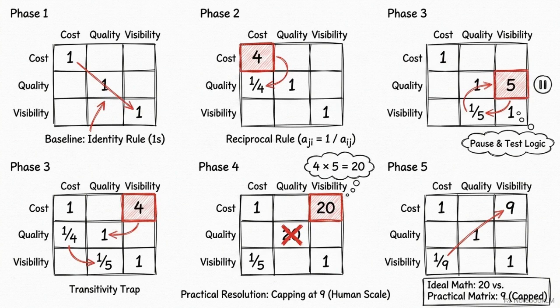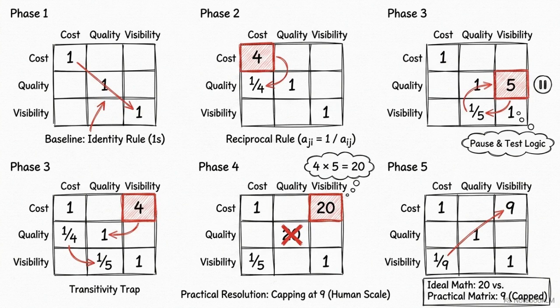This brings us to a strict mathematical requirement called the reciprocal rule. If cost is 4 times greater than quality, then quality must be exactly 1/4 as important as cost. We place a 1/4 in the reverse cell.